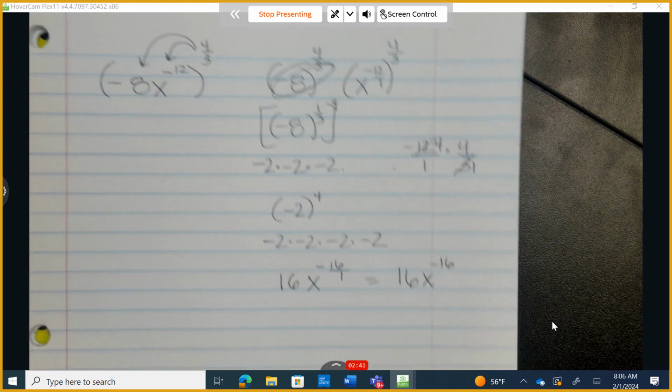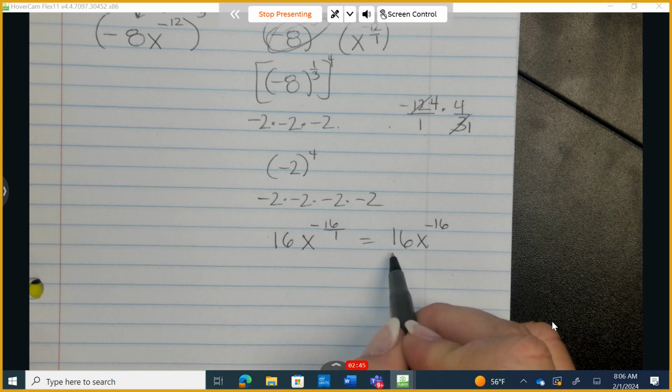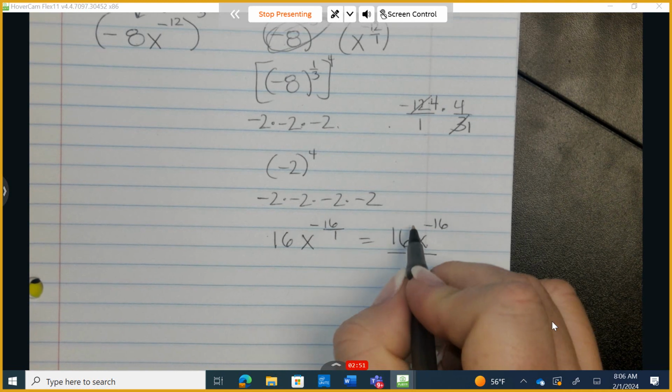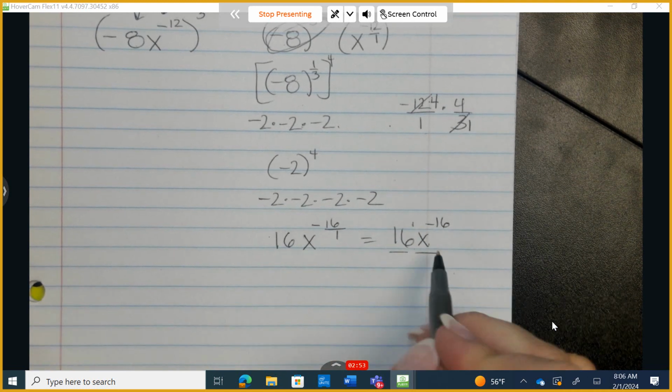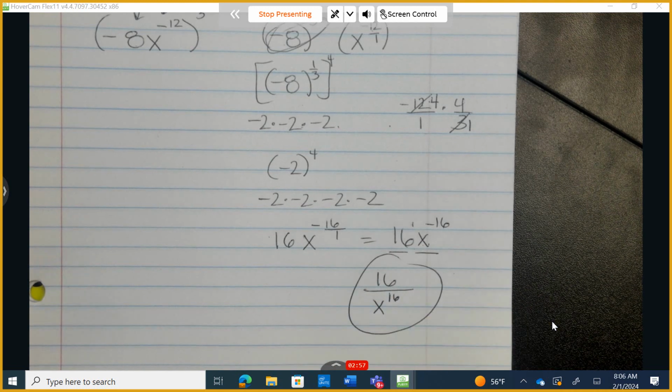And although I have not made any mathematical mistakes, this cannot be my final answer. I have 2 different parts that make up this term. The 16 is happy because it has a positive 1 as the exponent. The x is not. When it goes down to the bottom, it is now happy.